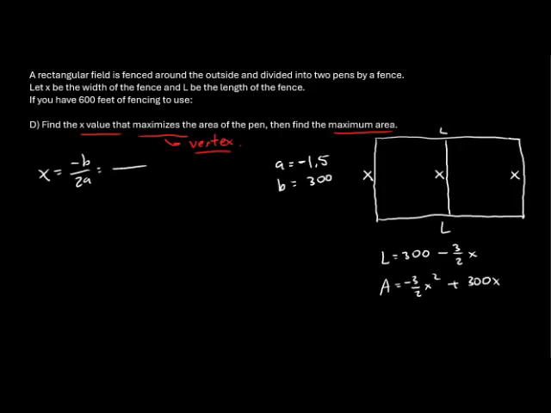We place those numbers into the formula, and we'll have negative 300 for our b, divided by 2 times negative 1.5. 2 times negative 1.5 gives us negative 3. So we'll have negative 300 over negative 3, and x will equal 100. This will be the width of our pen. You may sometimes be asked to find the dimensions of the pen, in which case you must give the length and the width.